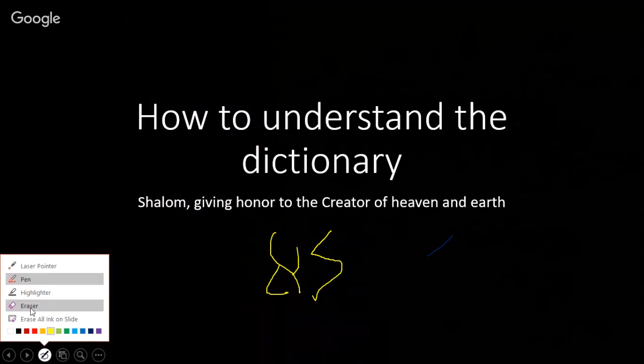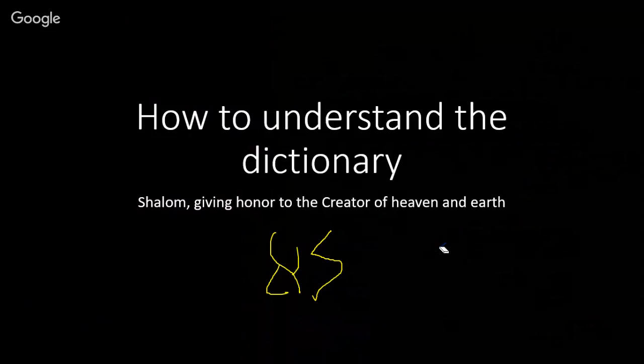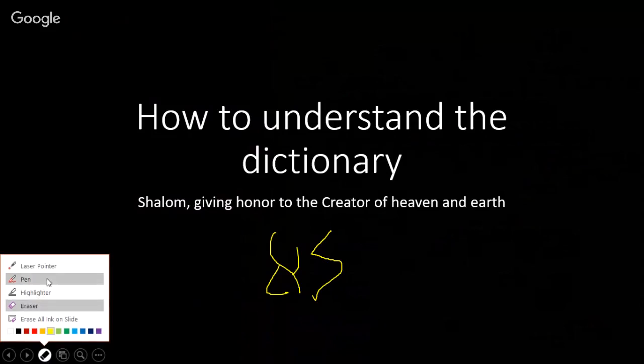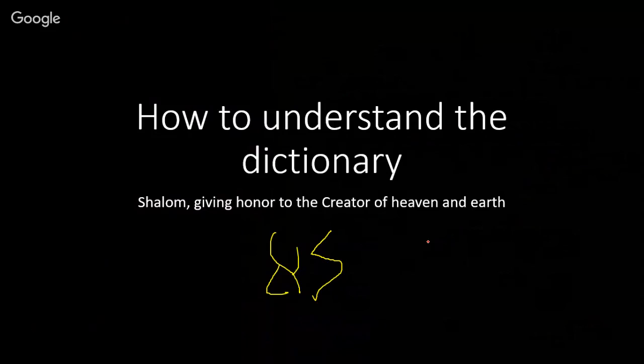So let's look at that. Now, this is the lo, which means no or not, correct? And then we have the other part that was written there, al. This is no or not. This is don't.